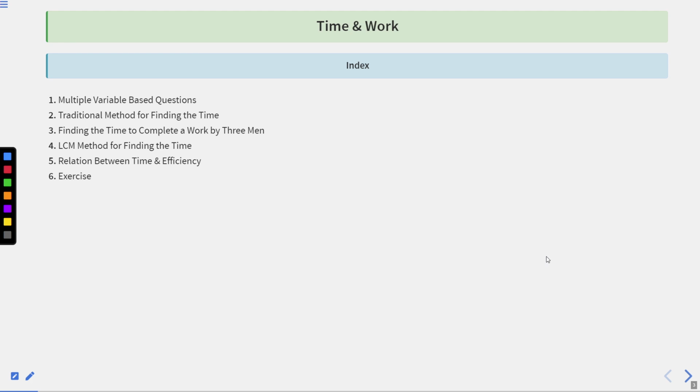In this lecture, we are going to study multiple variable based questions. In the second section, we will study the traditional method for finding the time. In the third section, we will study finding the time to complete a work by three men. In the fourth section, we will see the LCM method for finding the time. In the fifth section, we will study the relation between time and efficiency. And at last, we will see some questions based on time and work.